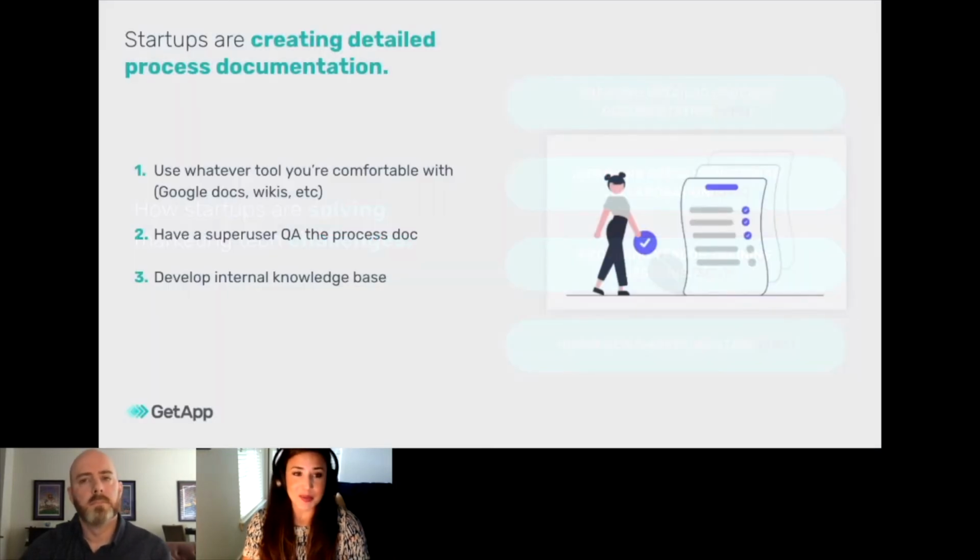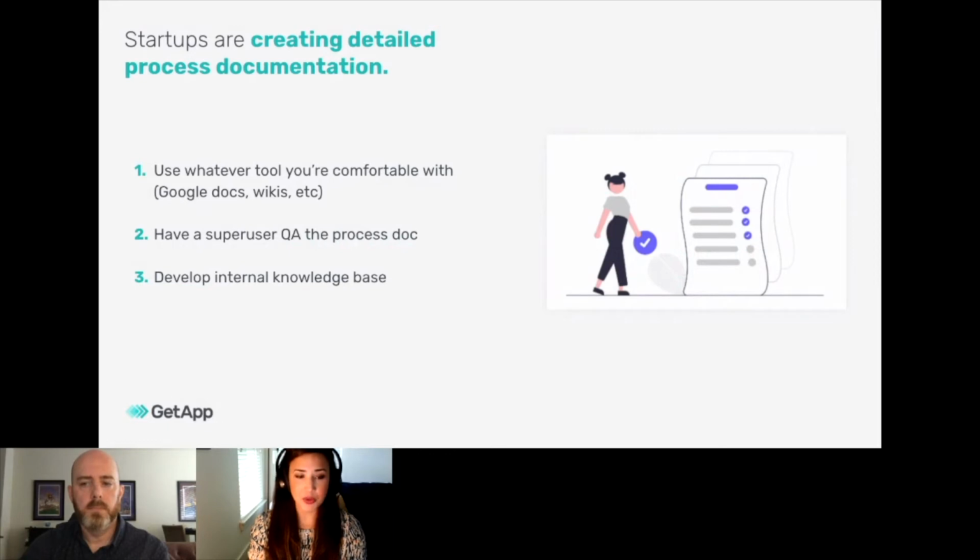All right, first up, so startups are creating detailed process documentation. And one thing to keep in mind is that all of these tools probably come with a ton of bells and whistles, but you really want to focus on how these tools will help serve your purpose and really adapt them to your existing process. And so with that being said, definitely use whatever tool you're most comfortable with, whether that's Google Docs or you have Company Wiki or another platform that you use already for documentation.